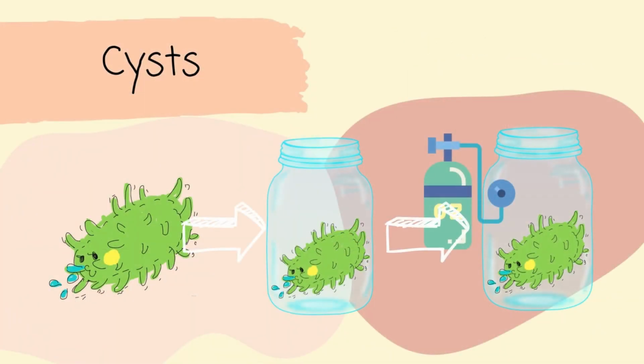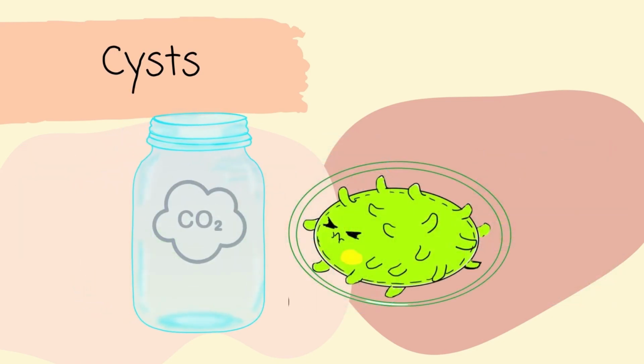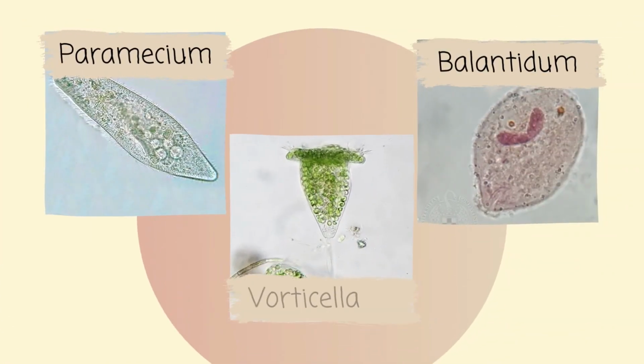Cysts are produced in addition to transverse division reproduction. This protective capsule allows the protozoans to survive under adverse conditions. And examples of ciliated protozoans include Paramecium, Vorticella, and Balantidium.